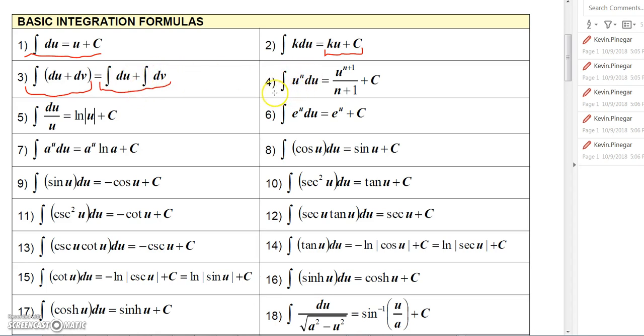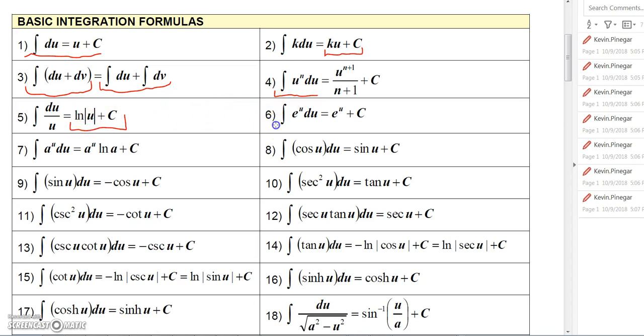And then you have the general power rule: if you integrate u to the n du, you get u to the n plus 1 over n plus 1 plus c. And then we have the log rule: when you integrate du over u, you get the natural log of the absolute value of u plus c. And of course, if the u value can never be negative, you could actually remove the absolute value.